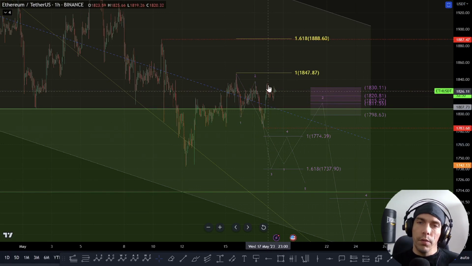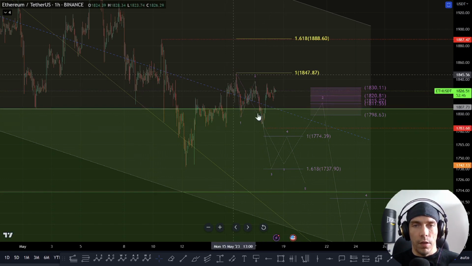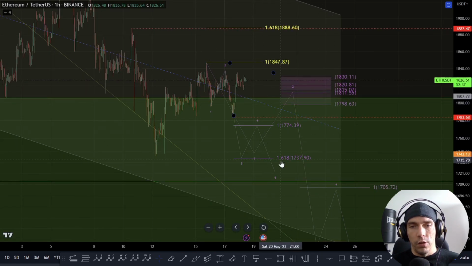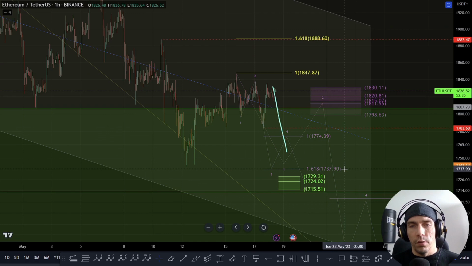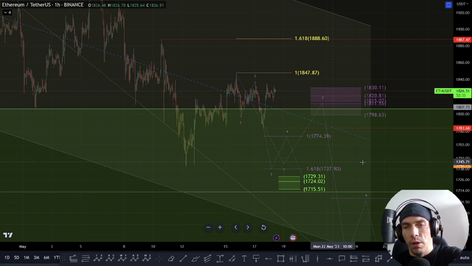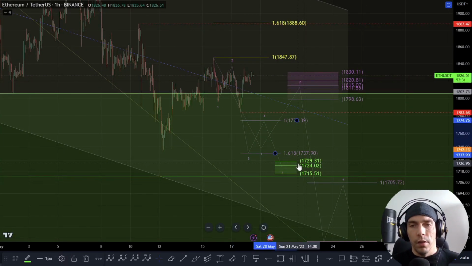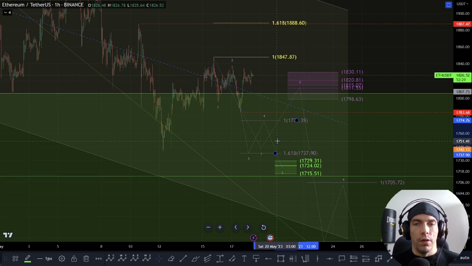Though, like I said, because of the fact we have this as a 5-wave move here, it doesn't really fit into this count that well. More inclined to think that this is a corrective structure. But if we do break down from this additional fourth and a fifth here, possibly what we could then see is a bigger breakdown towards this zone of the 1729 to the 1715.